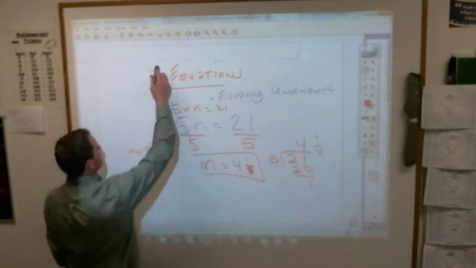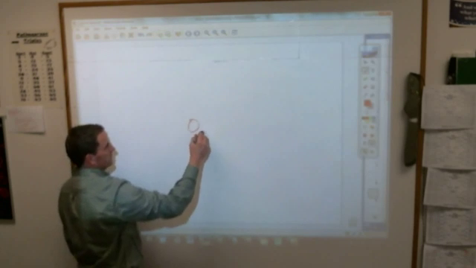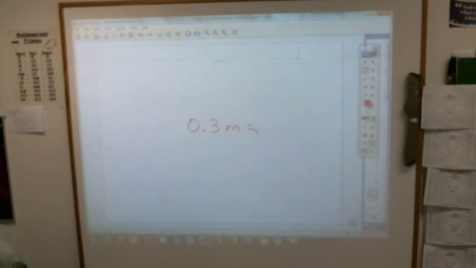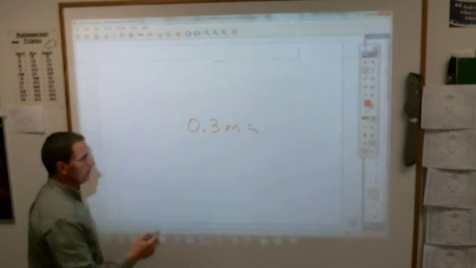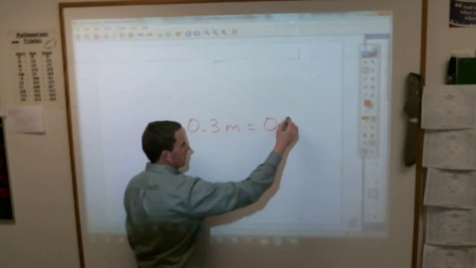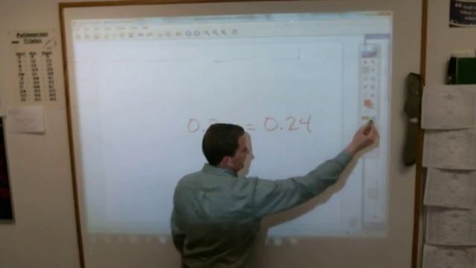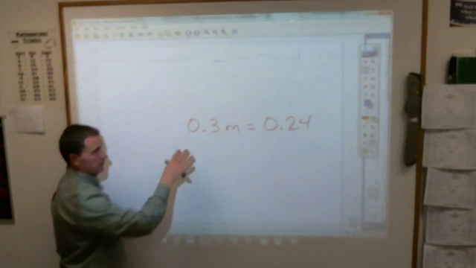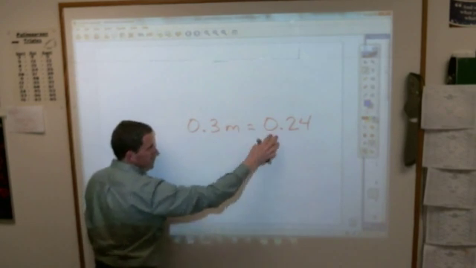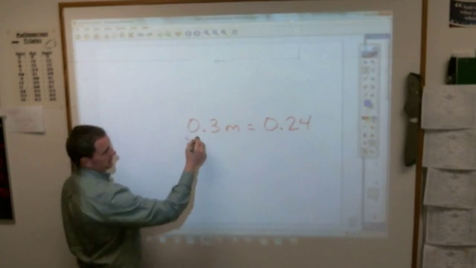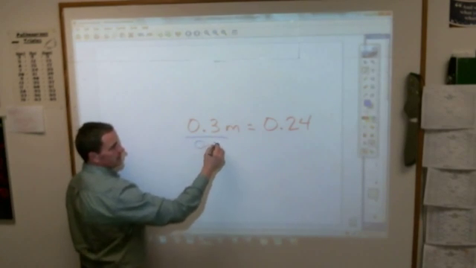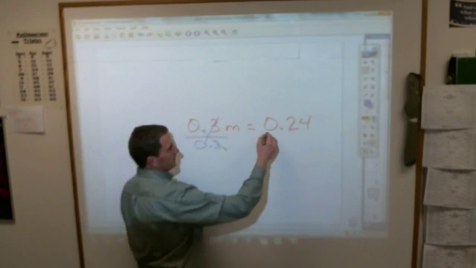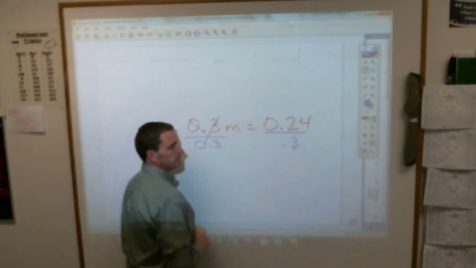Another example would be with decimals. 0.3m equals, let's see what we have here, 0.24. You've got to make sure when we do this, we keep our decimals straight. Again, this is a multiplication one. 0.3 times what number is 0.24? And I want to see it done the same way. You're going to divide by 0.3. That goes away. You cross that off. You're going to divide this by 0.3.